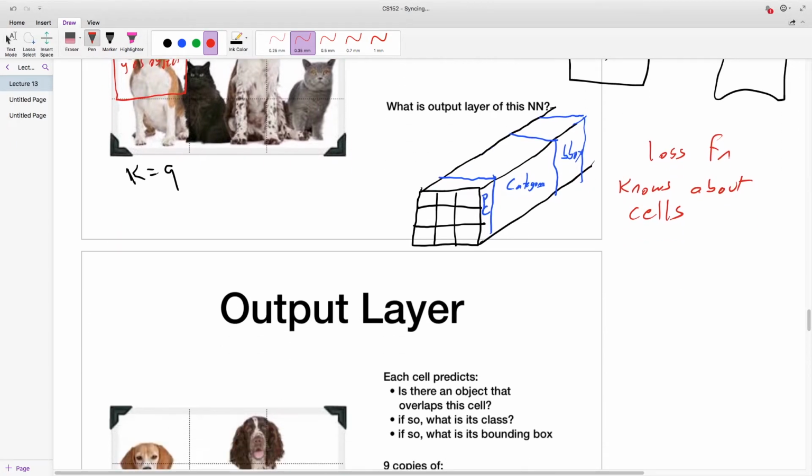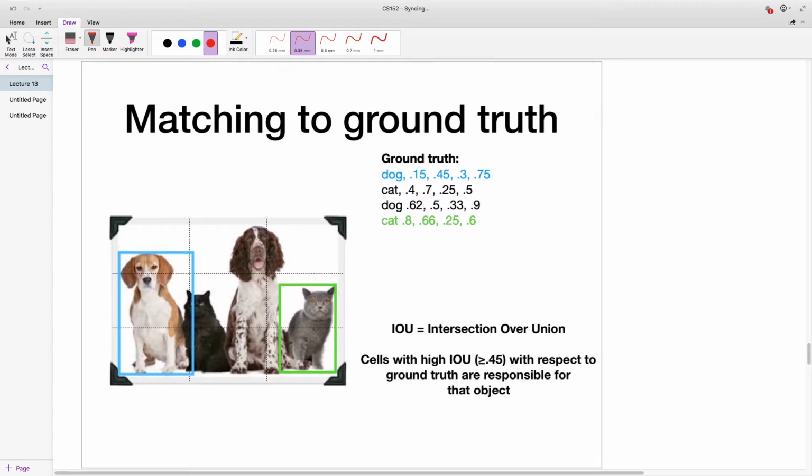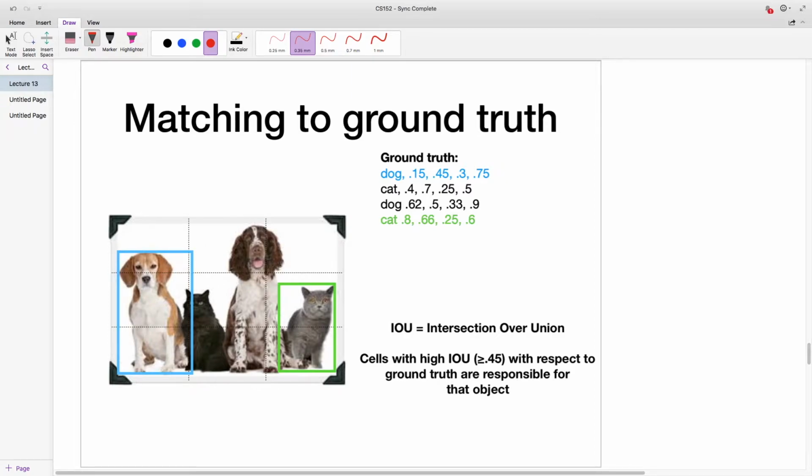So, matching to ground truth. Our ground truth is shown here, and now we want to look at, yeah, Laura. I'm sorry, I'm just confused because I thought the number of cells affected what your output was, so I'm confused how that would be a hyperparameter if it's embedded in your architecture like that. Well, the number of layers in a neural network is a hyperparameter as well. So your architecture, in some sense, some of those things can be a hyperparameter.